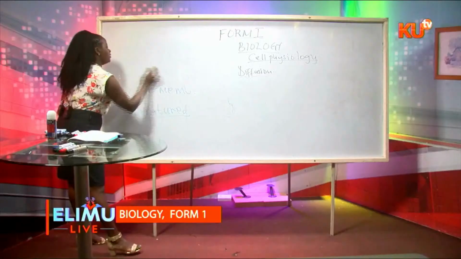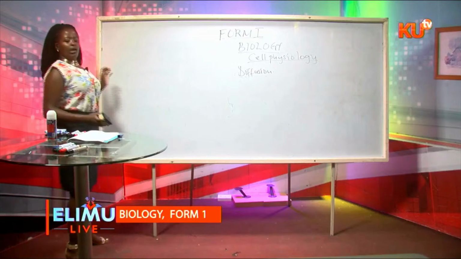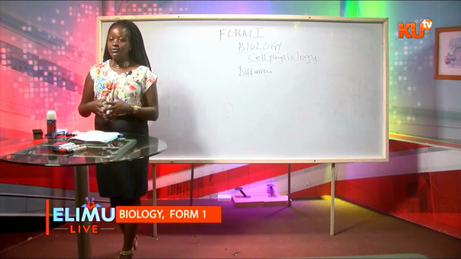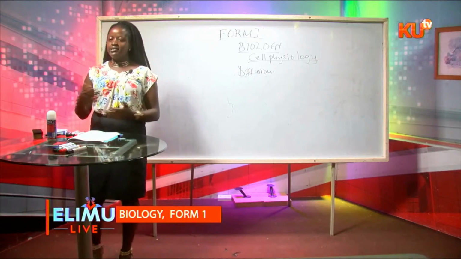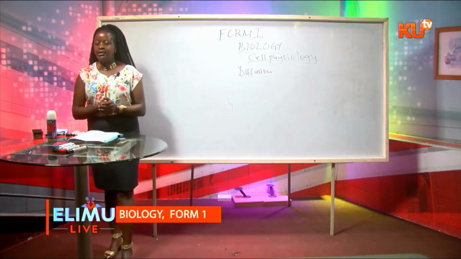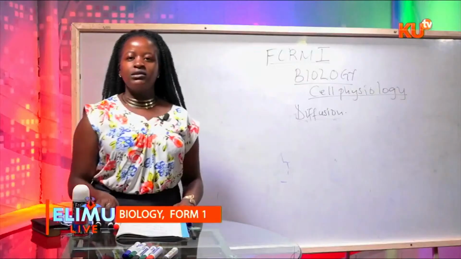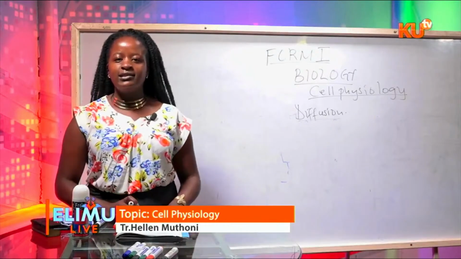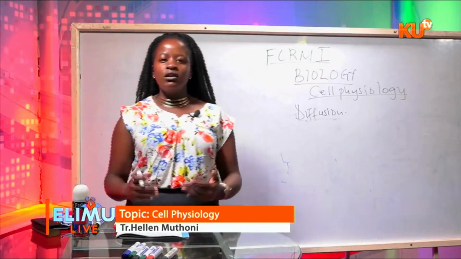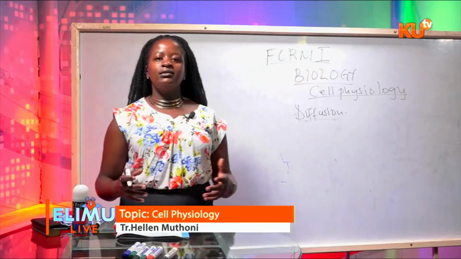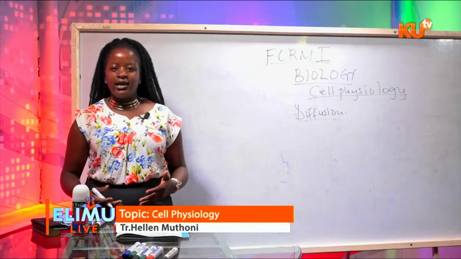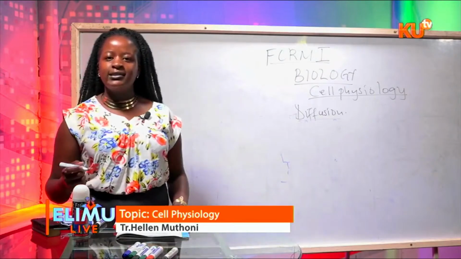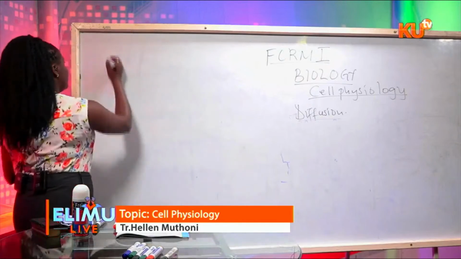With that review, we can now get into our main focus for today. Because we are learning about cell physiology, we have processes that enable materials to get into the cell. Some of these materials might be gases, might be water, maybe some substances such as glucose. We have three main types of physiological processes, and the first one is diffusion.